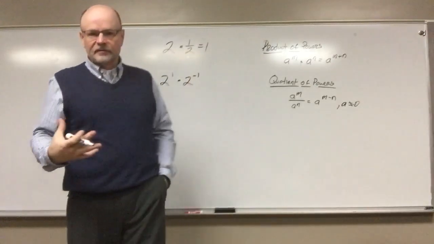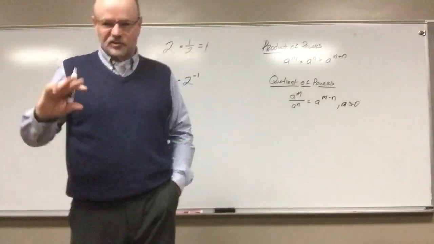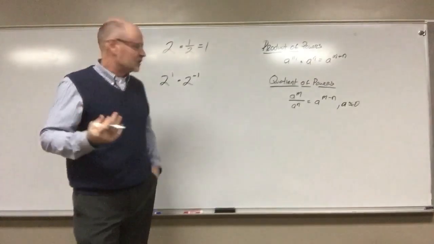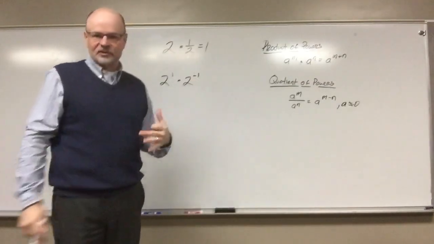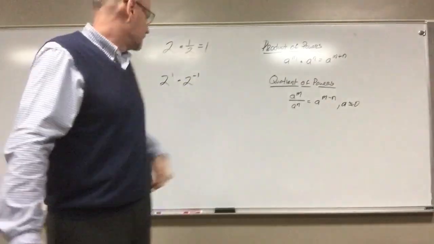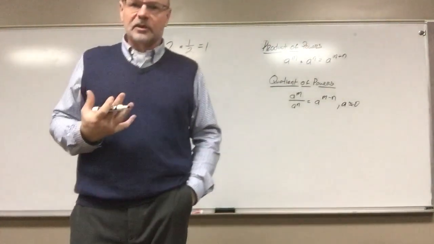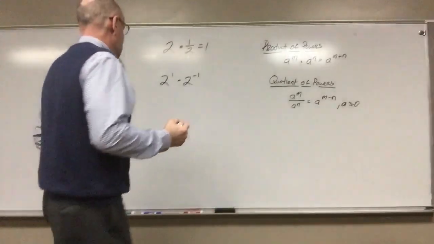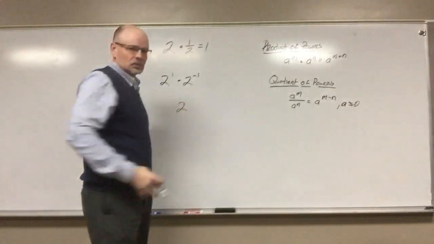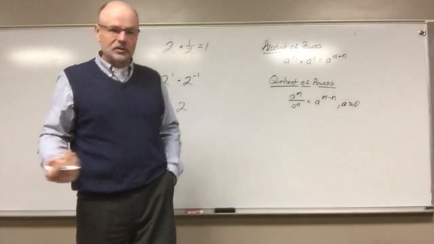Because really 1/2, when I'm using negative exponents, it's a reciprocal. Okay, so that's why I'm using the negative exponents. That tells me it's the reciprocal. Okay. So let's do it. I know that using my product of the powers property, I add my exponents. So I've got 2, and then 1 plus a negative 1 equals 0.